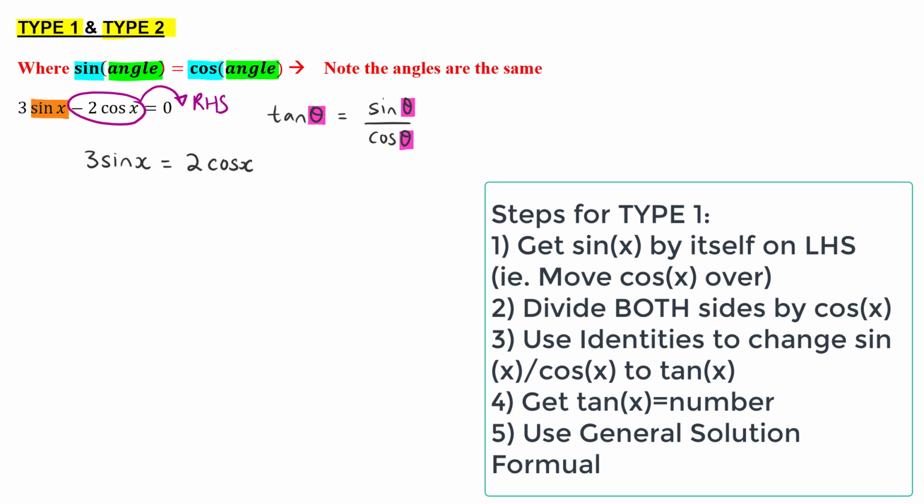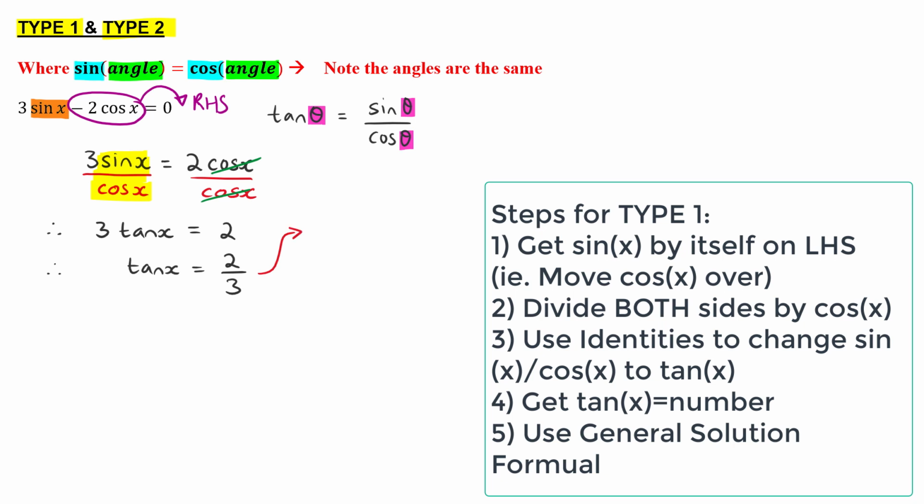Now it's actually quite simple to solve, because all we need to do, and this is what you will do in every one of these cases, is divide both sides of the equation by cos. The cos x and the cos x will cancel out, and we will be left with 3 and then sine x over cos x, which becomes tan x because of our identity. So it becomes 3 tan x is equal to 2, and then tan x is equal to 2 over 3.